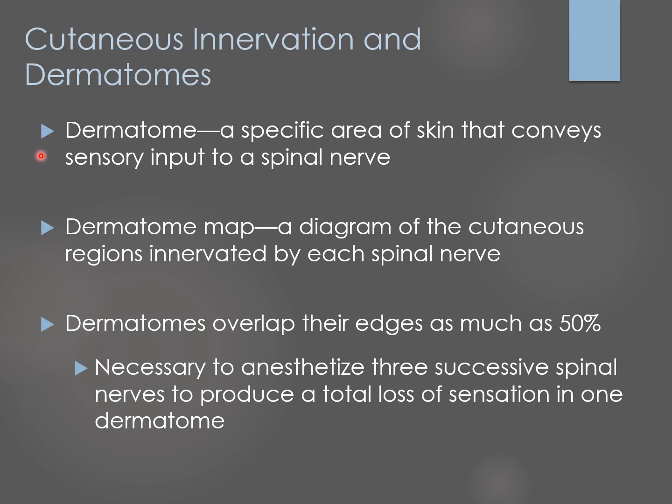A dermatome is a specific area of skin that conveys the sensory input to a spinal nerve. And we have dermatome maps. That is, it's a diagram of the areas innervated by the spinal nerves. Dermatomes overlap, sometimes as much as 50%. So it's necessary to anesthetize 3 successive spinal nerves to produce total loss of sensation in one dermatome.